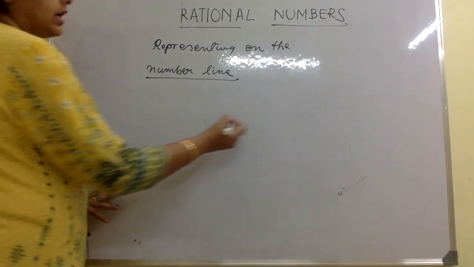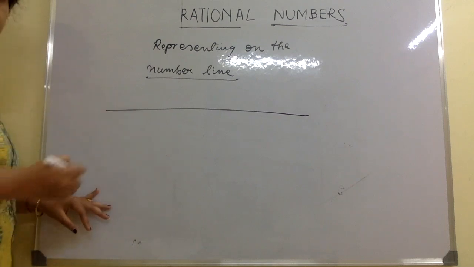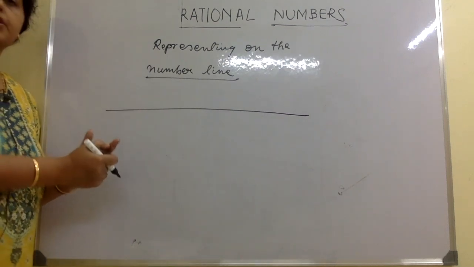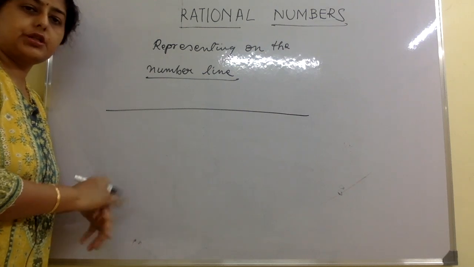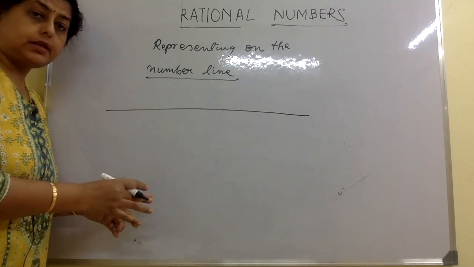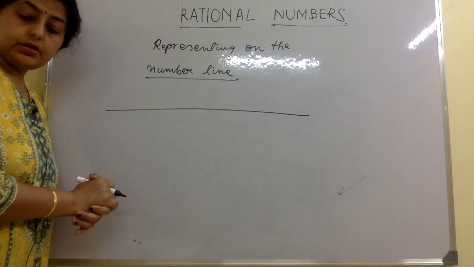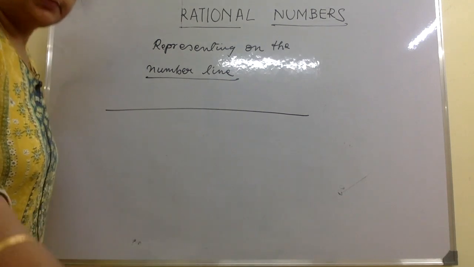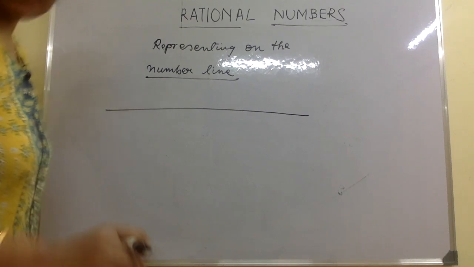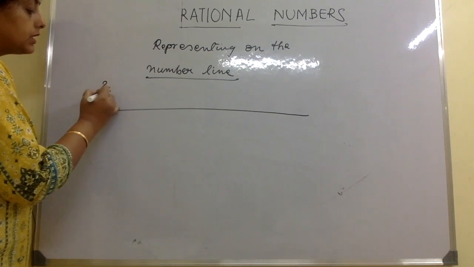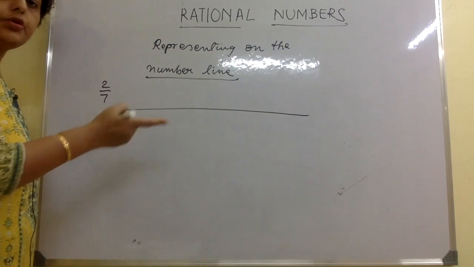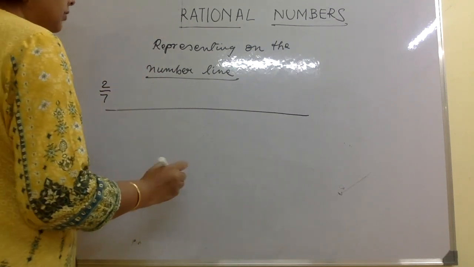Now here I have the number line. Now this is a very important part, because this is where actually your entire idea of the chapter develops. So this is one thing you should not skip. So here represent each of the following numbers on the number line. So here you have, let me give a number, 2 by 7. We are taking the number 2 by 7 and representing it on the number line.